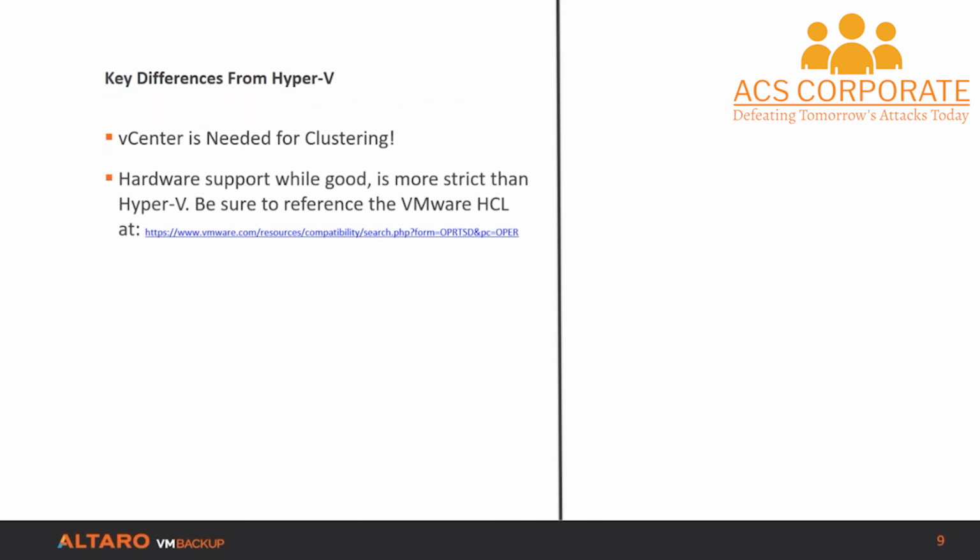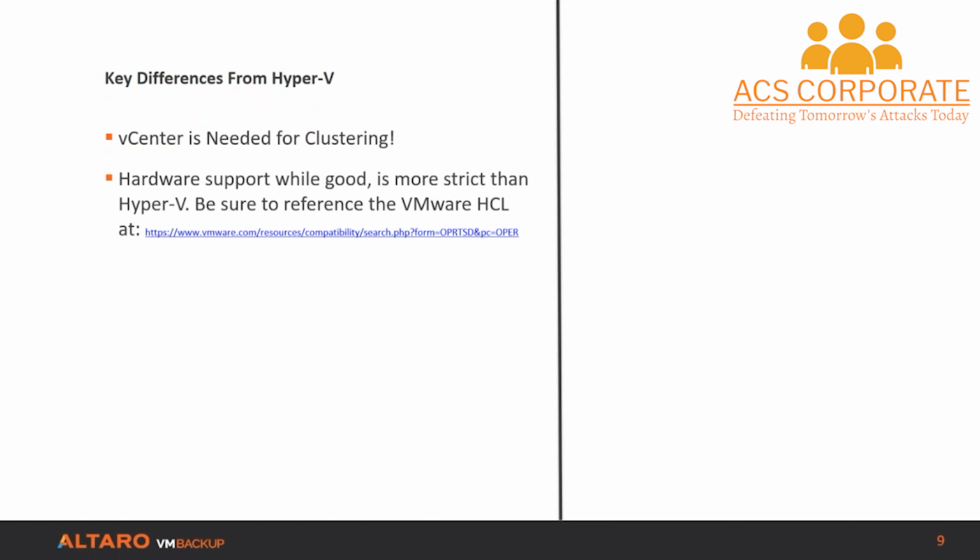Hardware support. While it's good for VMware, it is more strict than Hyper-V. So with Hyper-V, Microsoft had the benefit of already having this Windows kernel out there with the wide support of hardware offerings that it had. So Hyper-V does a really good job of working in all these different, wide array of hardware. VMware, they have a little bit of a harder time with this. They support a smaller subset of hardware, and they have this list out there that they call the hardware compatibility list. And I've got the link here.